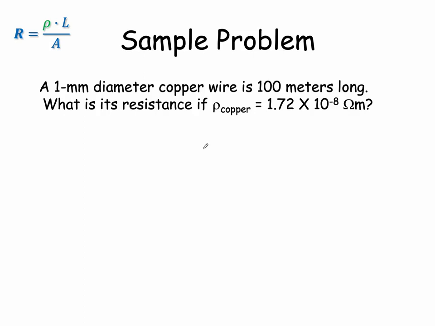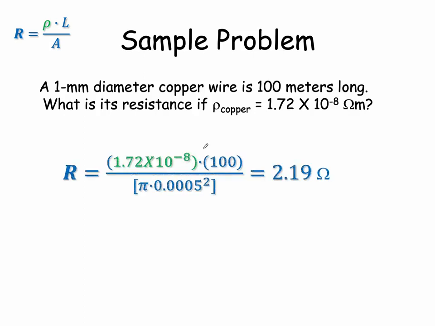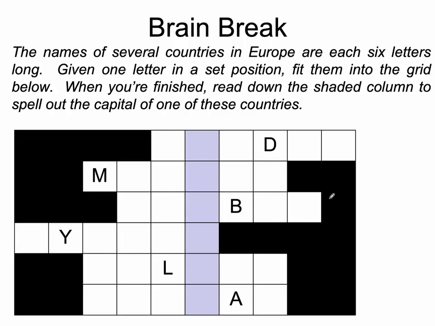Quick example one. I want to show you one, just quick practice one. A 1 millimeter diameter copper wire is 100 meters long. What's its resistance if the resistivity of copper is that? Remember, cross-sectional area for a circle is pi r squared. And so in this case, the area down here at the bottom becomes pi times the radius squared. So the 1 millimeter diameter, this is half a millimeter converted to meters. And you'll discover its resistance about 2.19 ohms.